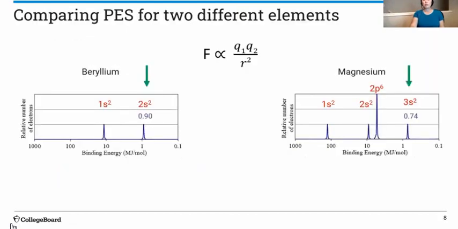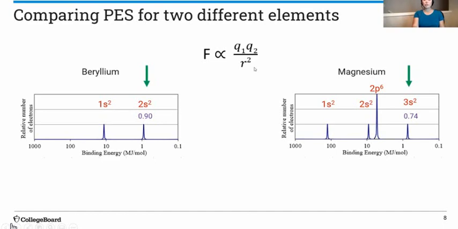We can also use PES to compare different elements. For example, we're going to take a look at beryllium and magnesium, which we just looked at, and tie this back to Coulomb's law, which was part of the last video. I've already filled in the electron configurations for both elements, and we're just going to look at the valence electrons in each case. For beryllium, the valence electron peak is at 0.90, and for magnesium, it's at 0.74, indicating that it takes less energy to remove the valence electron for magnesium than for beryllium.